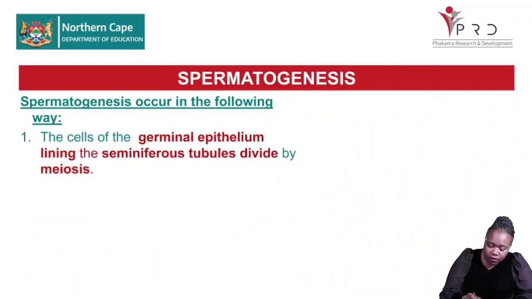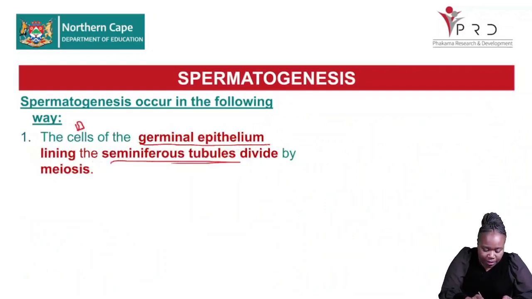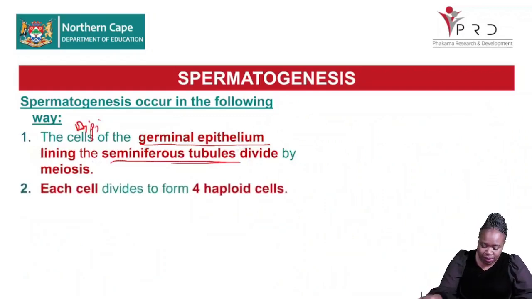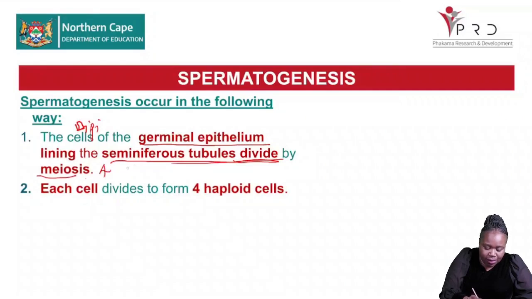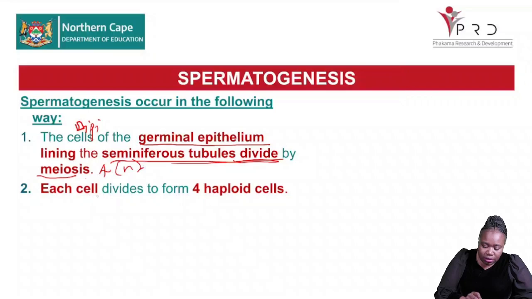Right, so the cells of the germinal epithelium lining the seminiferous tubules. So we have the seminiferous tubules in the testes, and then we have this germinal epithelium, which lines these seminiferous tubules. These cells are diploid at this time. Now, these cells are going to divide by meiosis. When cells divide by meiosis, we know that we result in 4 cells that are haploid. So each cell divides to form 4 haploid cells.